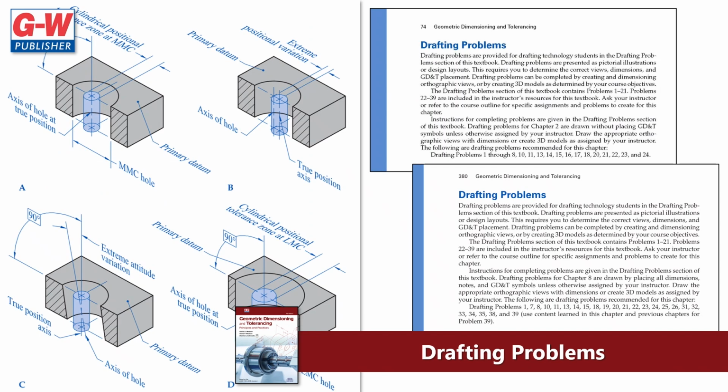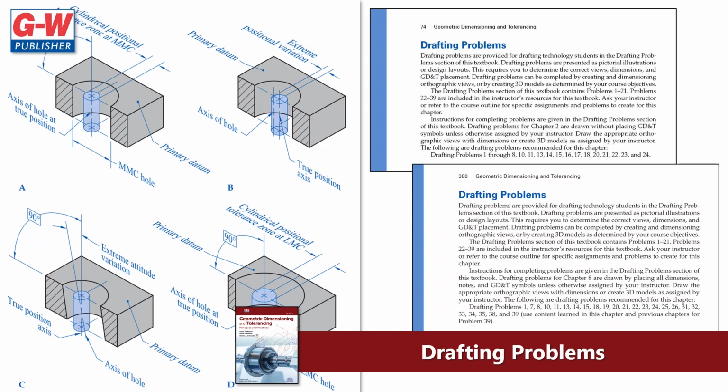These problems are provided for drafting technology students. Problems are presented as pictorial illustrations or design layouts. This requires you to determine the correct views, dimensions, and GD&T placement. The problems range from basic to advanced and can be completed by creating orthographic views or 3D models. Recommended problems for each chapter are listed at the end of the chapter.